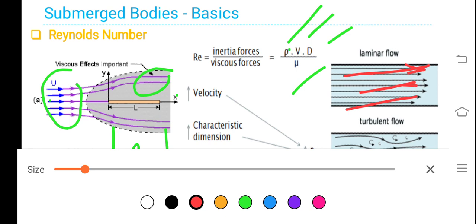This is turbulent. When the flow direction is straight, it indicates laminar flow. When there is wavy movement of the fluid, then it is represented as turbulent flow.